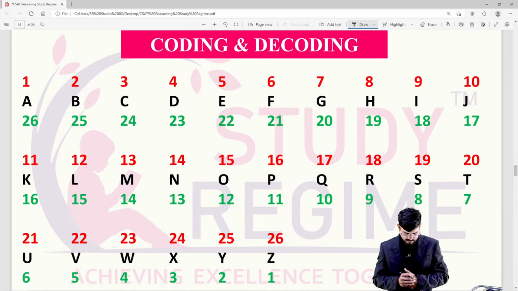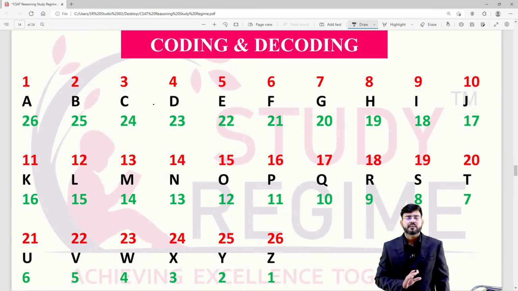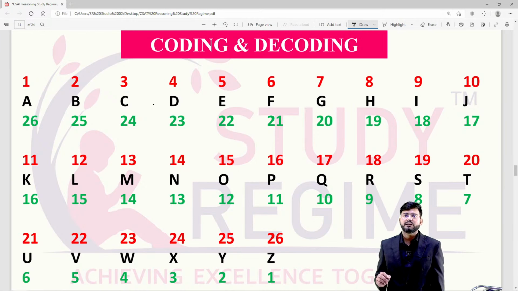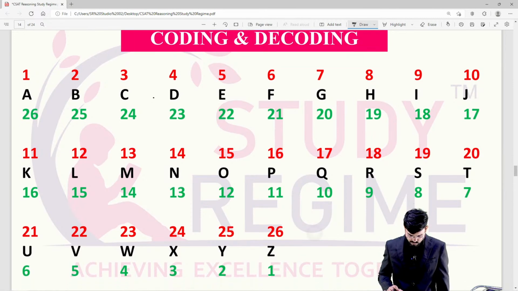This is how letters are coded and decoded. See, A can be coded as 1 also, A can be coded as 26 also. In the forward direction A will be 1, B 2, likewise C 3, D 4, G 7, H 8 like that till Z, which will be 26. But if you want to put it in reverse order, it will be 1, 2, 3, 4, 5, 6, 7, 8, 9, 10, 11, 12 like this. If you can learn it, fine, otherwise you can just write it down on a piece of paper before going into the examination. It's okay, no need to learn this. Don't waste time learning it.